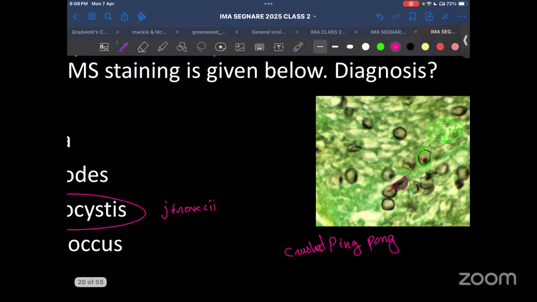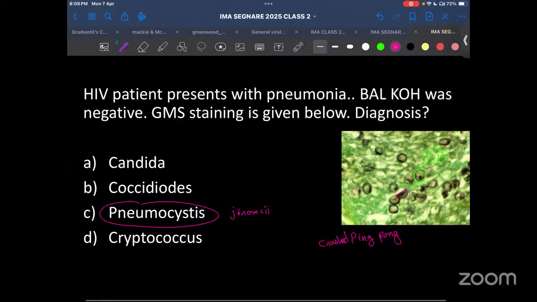Pneumocystis jirovecii has a crushed ping pong ball appearance in Gomori methenamine silver staining. Cysts are there. In the alveoli, this organism causes recruitment of plasma cells. So plasma cells are recruited into the alveoli.